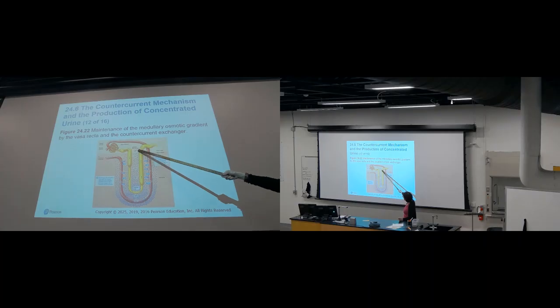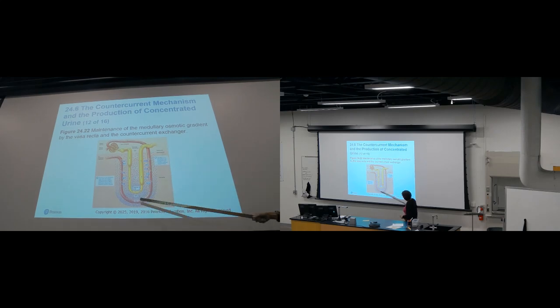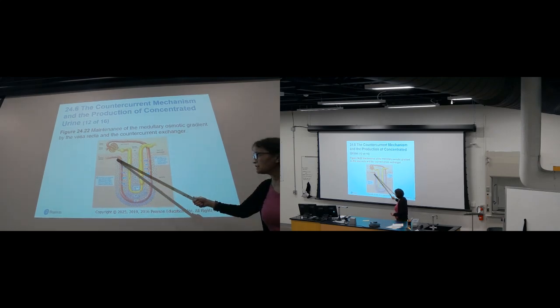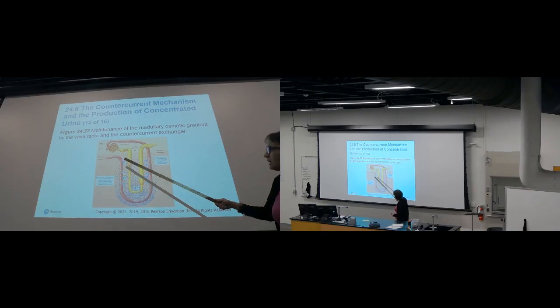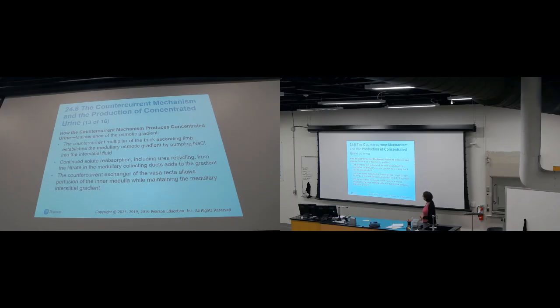So this type of nephron, with this kind of countercurrent exchange between the ascending limb of the loop of Henle and the descending limb of the vasa recta, or the ascending limb of the vasa recta and the descending loop of Henle, is what concentrates the urine. So these ones are the ones that concentrate the urine.